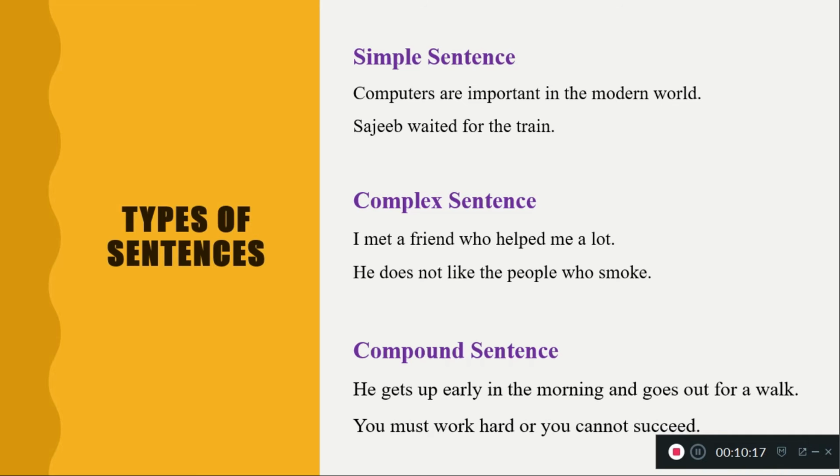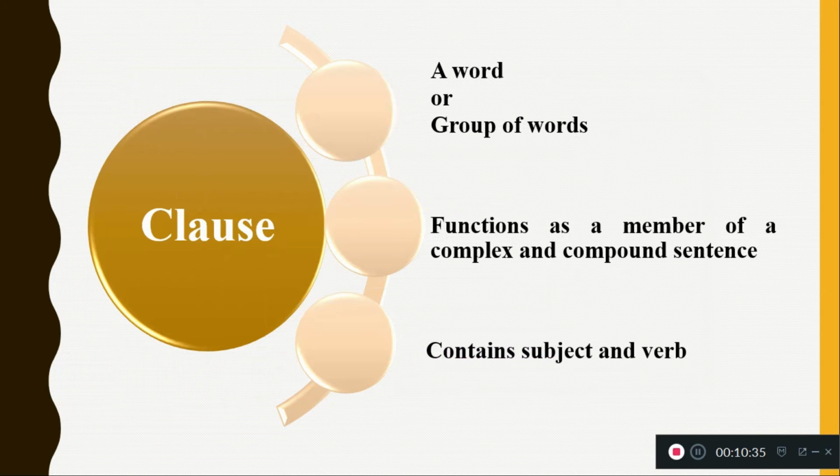A compound sentence refers to a sentence made up of two independent clauses or complete sentences connected to one another with a coordinating conjunction. For example, he gets up early in the morning and goes out for a walk. In this sentence, he gets up early in the morning is a coordinate clause and goes out for a walk is another coordinate clause.